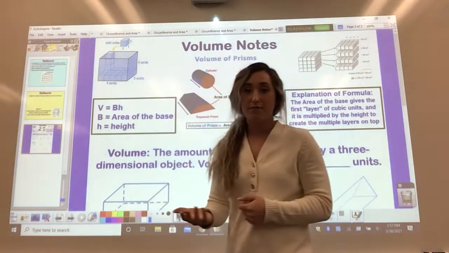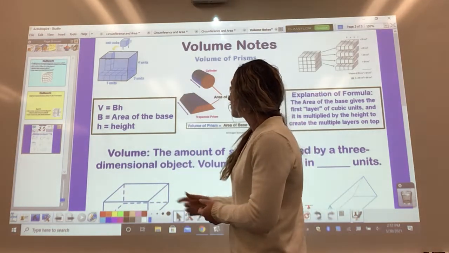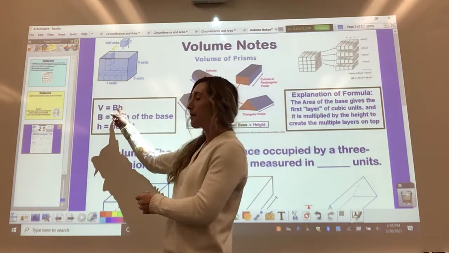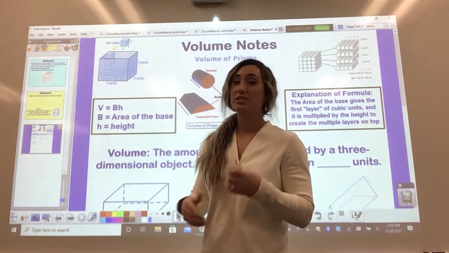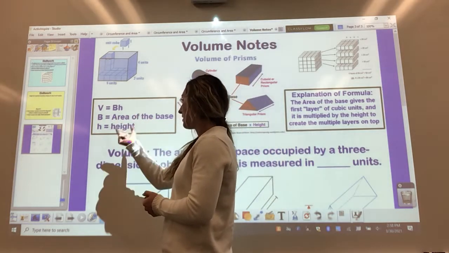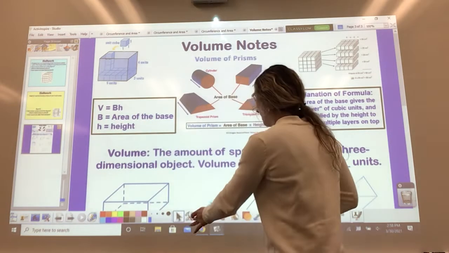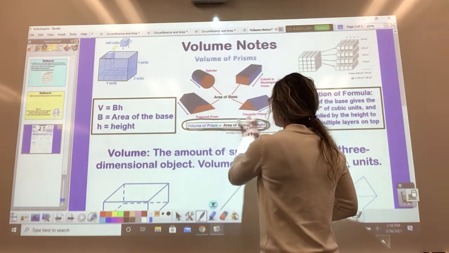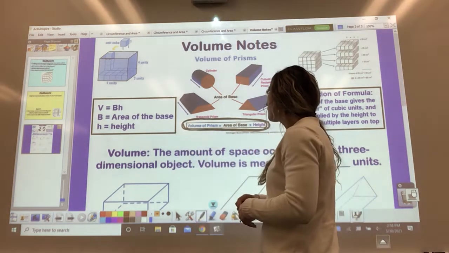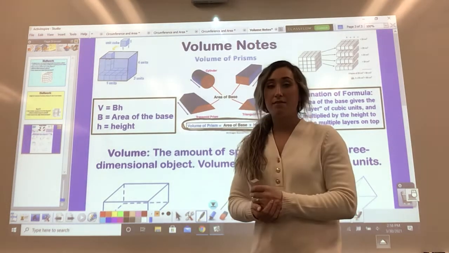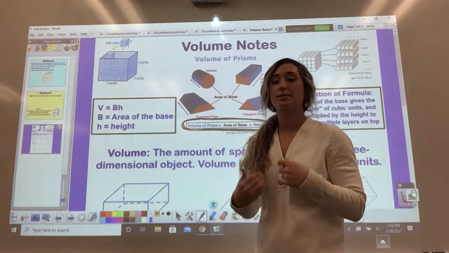So the formula for volume, I have listed right here. V equals capital B times H, which is not base times height. B stands for the area of the base times the height. And I actually have that listed here as well, if you want to circle, highlight, whatever you need to do. So to find the volume of the prism, you calculate the area of the base shape times the height.